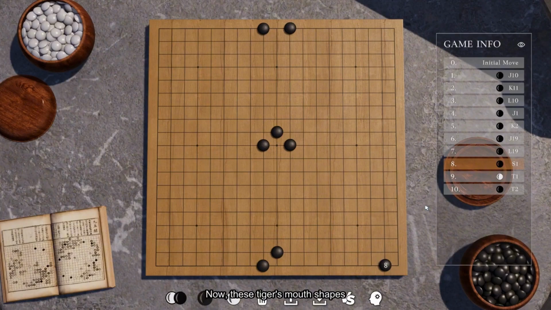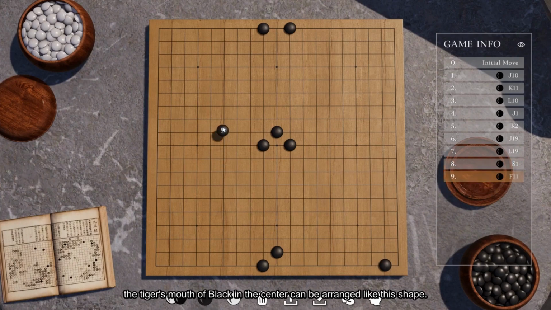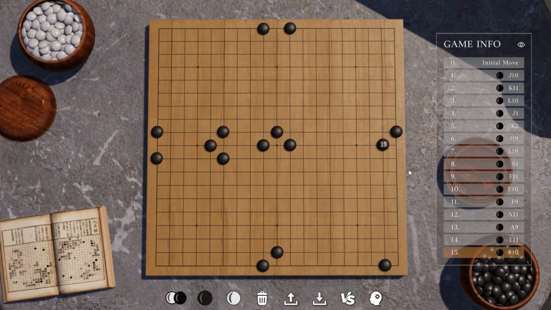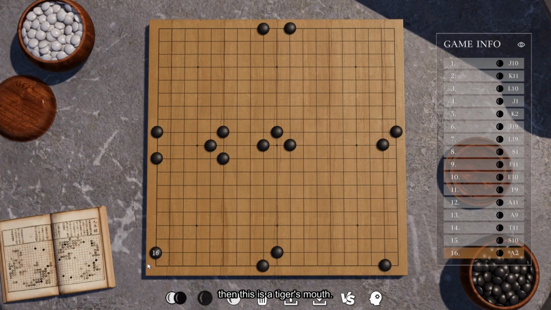Now, these tiger's mouth shapes can actually be oriented in different directions. For example, the tiger's mouth of black in the center can be arranged like this shape. Then this position becomes the tiger's mouth. And on the side, if black stones are over here, then likewise, this is a tiger's mouth. If we shift the shape to a different position, this position becomes a tiger's mouth in the corner. If the black stone is placed here instead, then this is a tiger's mouth.